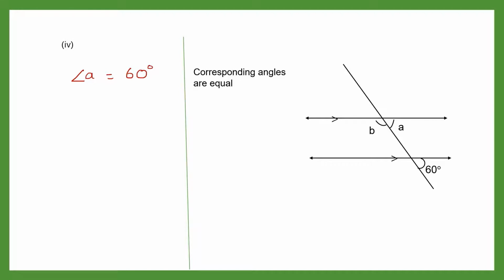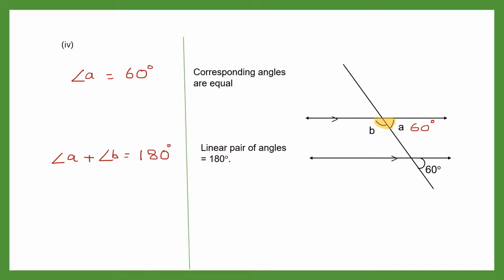Now how do we find B? We already found A to be 60 degrees. If you look at angles A and B, they are lying on the same straight line, isn't it? A and B together are on the same straight line. And what do we know about angles on a straight line, or adjacent angles, also known as a linear pair of angles? We know that they are equal to 180 degrees. That means angle A plus angle B is equal to 180 degrees.